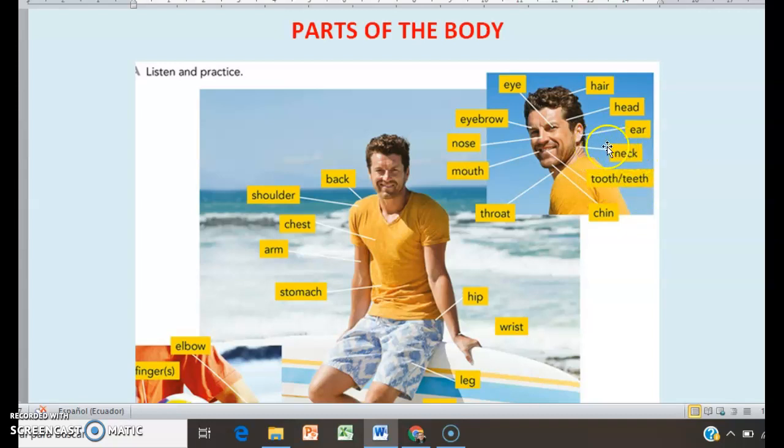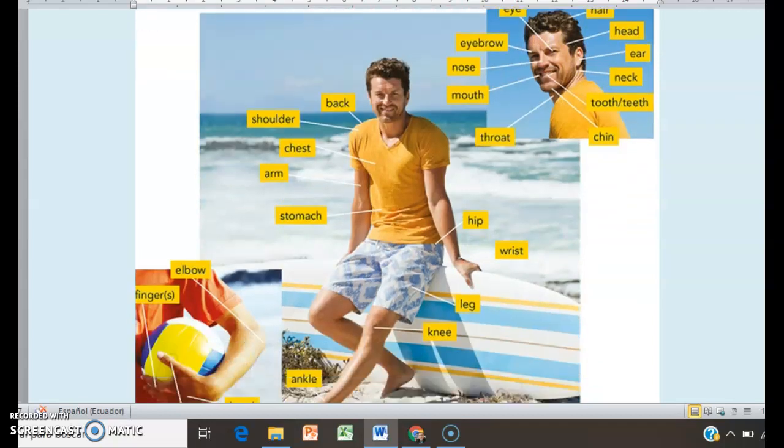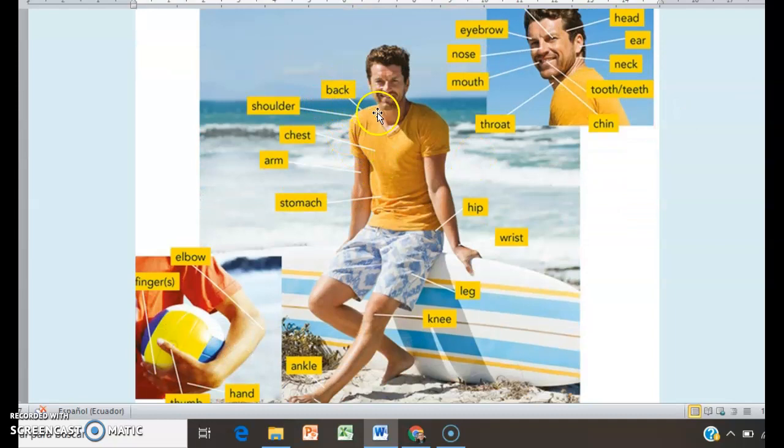Then you have here neck, mire donde señala toda esta parte de aquí, cuello, ear, okay, perfect, head, all of this part, head, and hair, okay? Then we are going to continue. Here we have back, shoulder, this is hombro, shoulder, chest, toda esta parte de aquí, el pecho, arm, very good. Stomach, como pueden ver aquí se escribe stomach, but the correct pronunciation is stomach. Good.